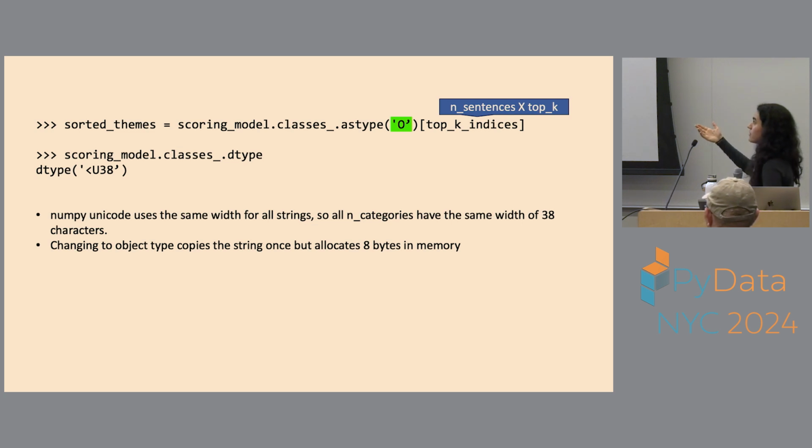Now this was kind of fine when I had n classes, so I only had my 20 labels, but I'm about to take this to n sentences by top k. And so that's going to be really huge. So to add some memory optimization here, we want to change the type to object. That way, we copy those strings once and just keep 8 bytes of memory per object for the show.